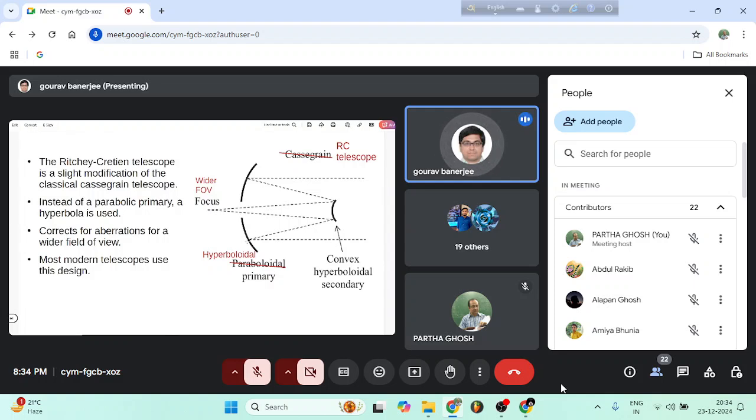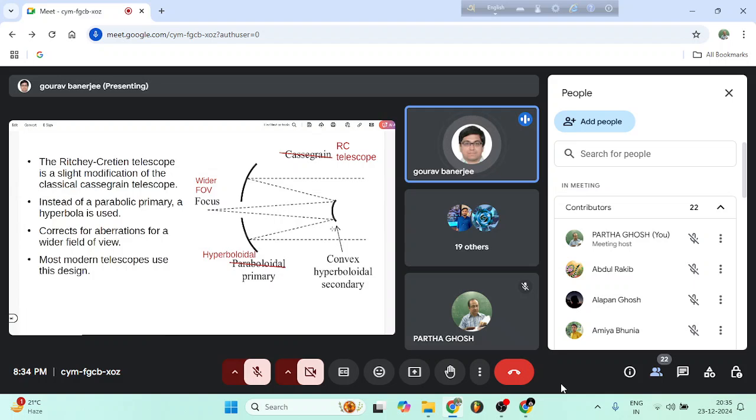We'll find that this telescope is a very slight modification of the Cassegrain type telescope, where instead of the paraboloid primary, you have a hyperboloidal primary. But the hyperboloidal surface still remains very close to a paraboloid. Let's say the conic constant of a parabola would be around -1. The hyperboloid that is used in the RC telescope will have a conic constant somewhere around -1.01 or -1.05, around that type. So it's a hyperboloid, but very close to a paraboloid.